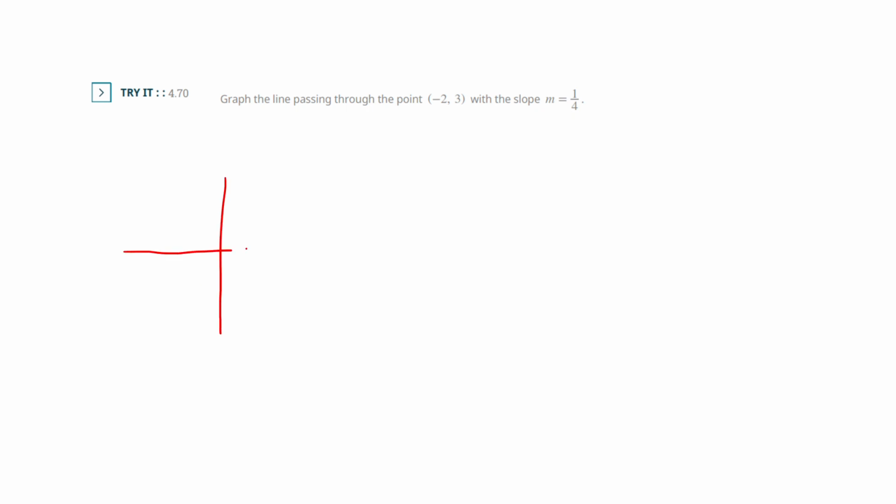Okay, so we're going to do the same thing again. So I'm starting at -2, 3. Now they're telling me my slope. So I'm going up 1. That's my rise over 4. 1, 2, 3, 4. Up 1 over 4. 1, 2, 3, 4. So somewhere right there. And I can connect them. And I have my line.